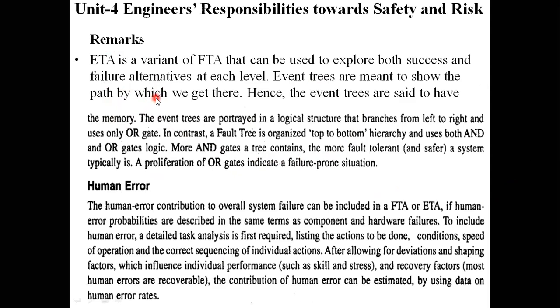Next one is remarks. ETA is a variant of FTA. ETA analysis is somewhat different from this FTA analysis, that can cause it to explore both success and failure alternatives at each level. Event trees are meant to show the path by which we get there. Hence, the event trees are said to have memory. The event trees are portrayed in a logic structure that branches from left to right and uses only OR gates.